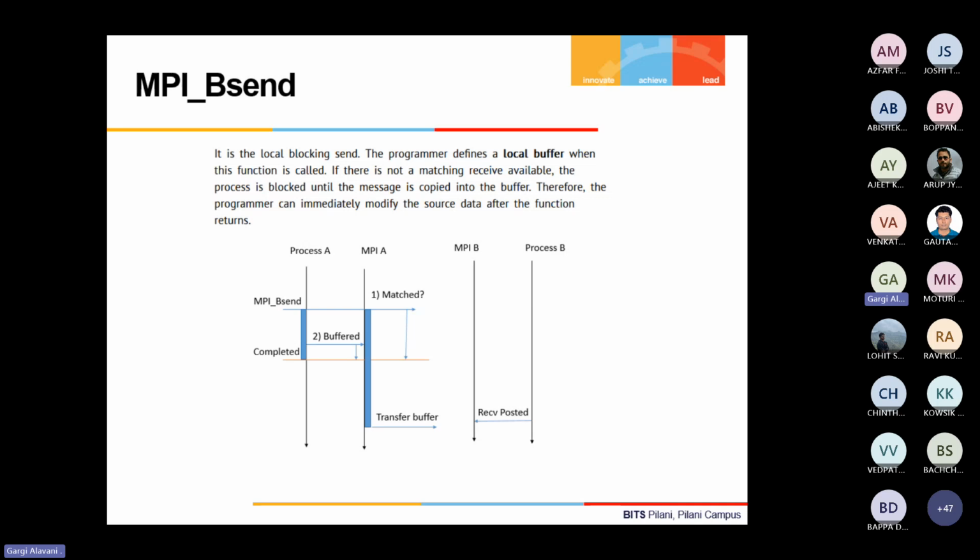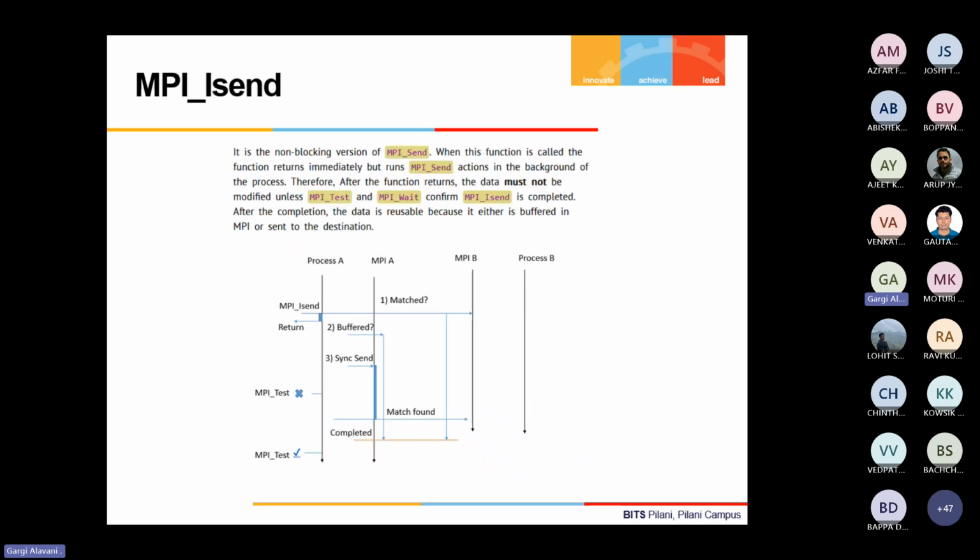So the source can start modification as soon as it is sent. As for the I send, as you can see in this figure, if anyone has not understood, this figure might give you better clarity. Here the function will return immediately once the I send starts. The buffering continues, the synchronization continues, but the completion may happen later. But as soon as I send starts, you can start doing some other task.